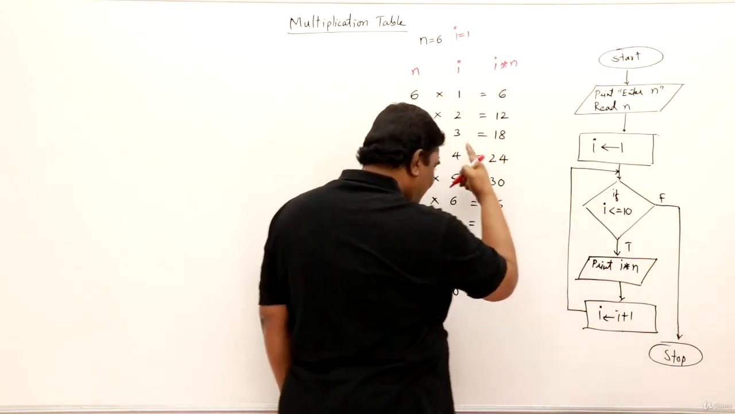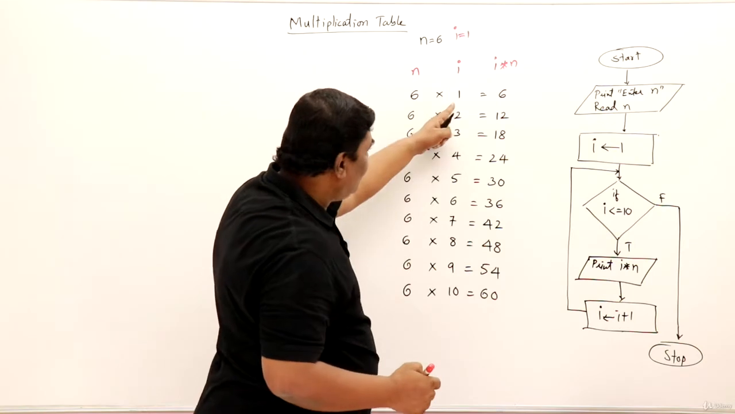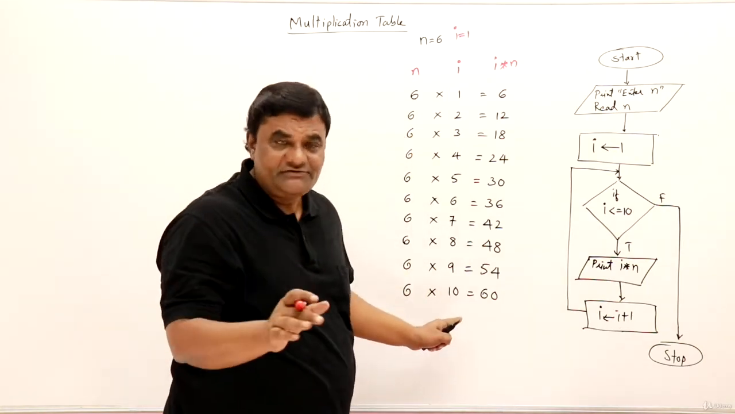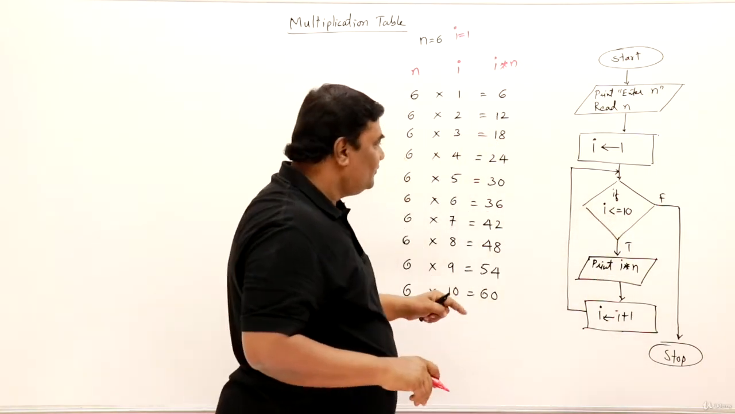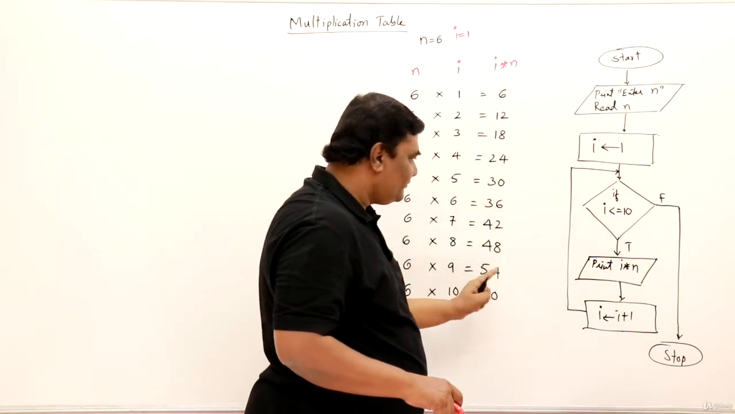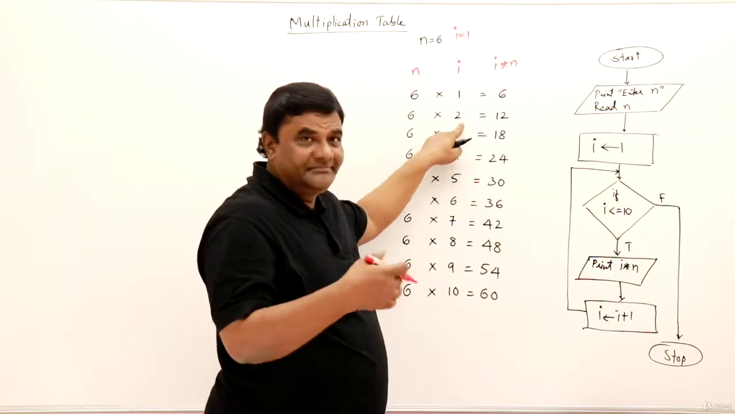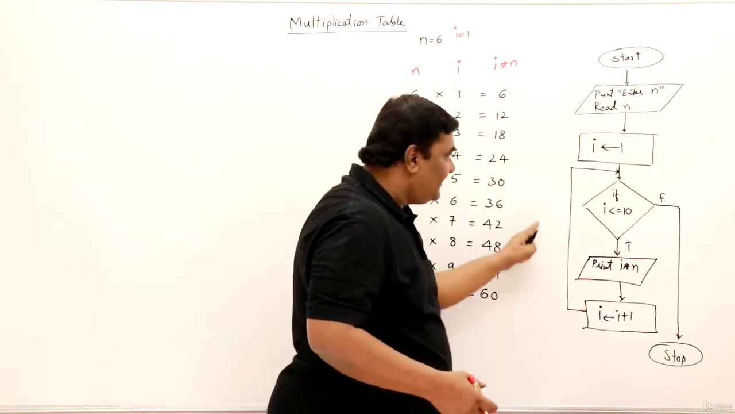Then how many times do we have to display? 10. 1 to 10 only. That's sufficient. So i should reach 10, then we should stop. When it becomes 11, then we should stop. So the condition is i less than or equal to 10. Yes. Then what do I have to do? I am just printing i into n, right? This portion, print this one. Then increase the value of i, i plus plus. So I assign i plus 1. Increase the value. Then again continue.